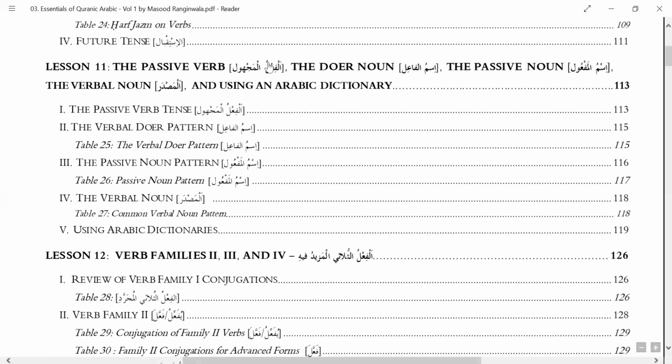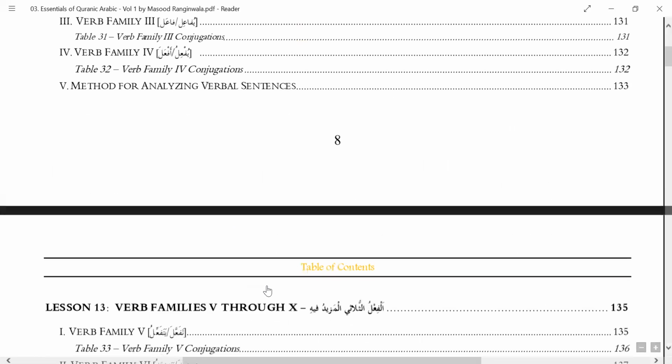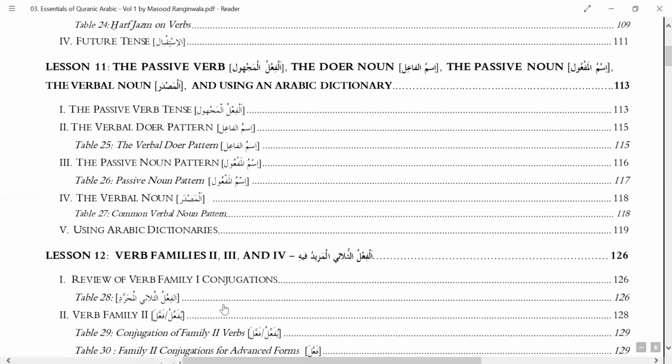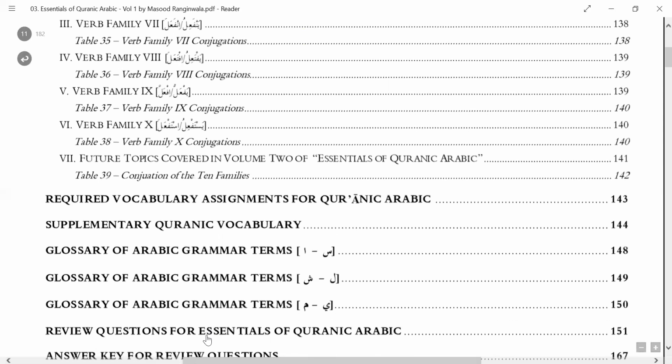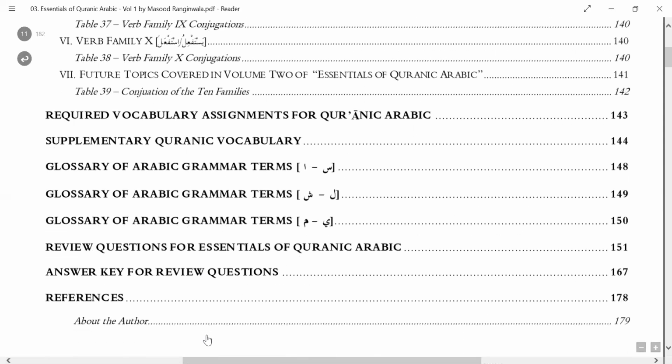Then you have passive verb, the doer noun, passive noun, verbal noun, what they all mean. Then verb families. And then you have the other verb families from 5 to 10. This was still 2, 3, and 4. And you have 5 to 10. Total, there are 10 verb families that we need to know. And then that's where the book ends.